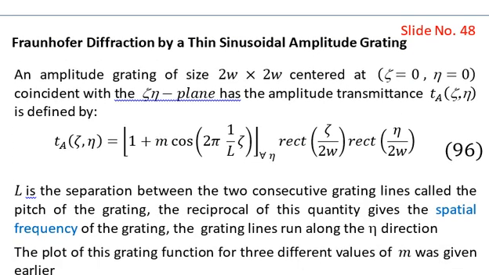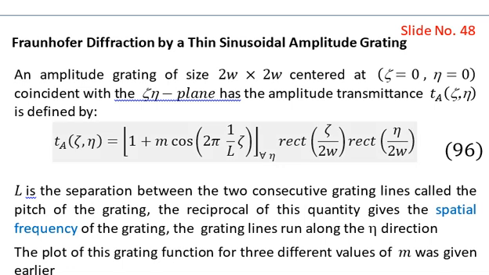Fraunhofer diffraction by a thin sinusoidal amplitude grating. An amplitude grating of size 2W by 2W, that is, a square grating centered at the center of the zeta eta coordinate system, at zeta equal to 0, eta equal to 0, coincident with the zeta eta plane, has an amplitude transmittance TA as a function of zeta and eta, defined in equation number 96.